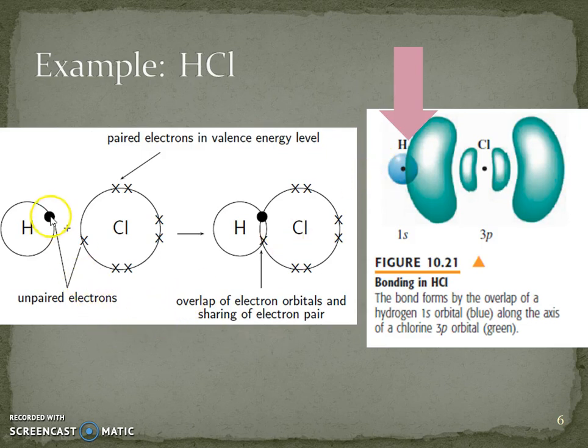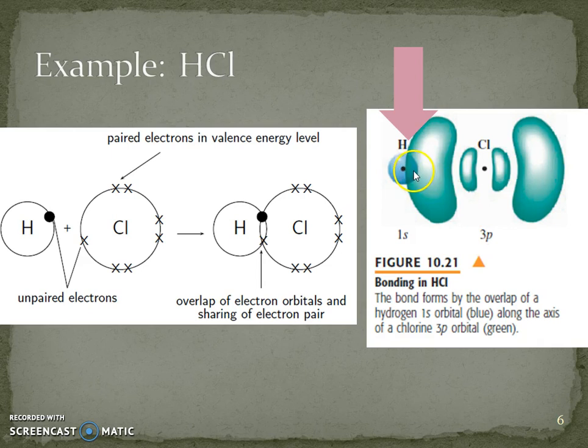Same thing with hydrochloric acid. The H electron sharing with the chlorine electron, right? That area in between, that's the area that we're looking at. So we're looking at, from the hydrogen, the 1s, right? The electron that's in the 1s orbital. And we're also going to be interested in the electron that's in the 3p orbital.